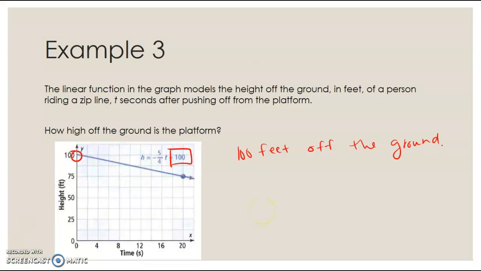So I hope that was a nice refresher, basically all over y-intercept, just using it in real world examples.